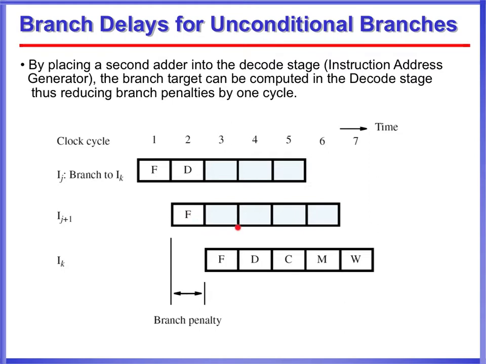So in the meantime, we have fetched the next instruction, which will have to be discarded, but then at this point in time, we know where we're branching to instead of at this point in time, so then we can go to our proper address.